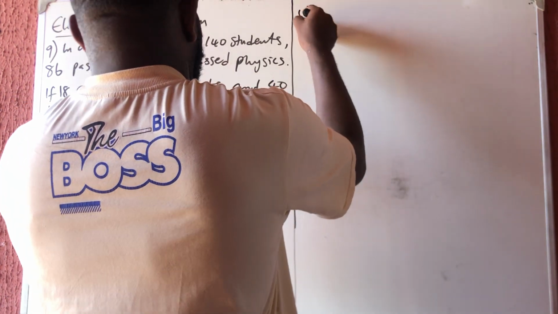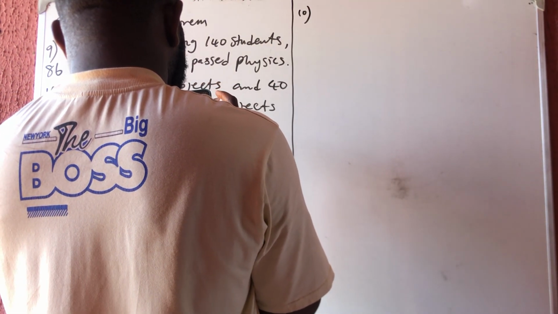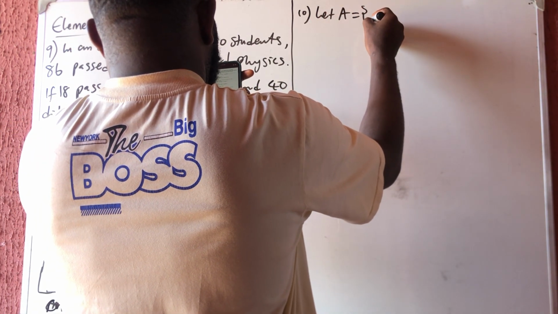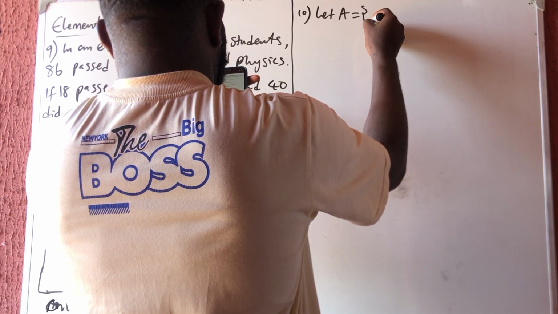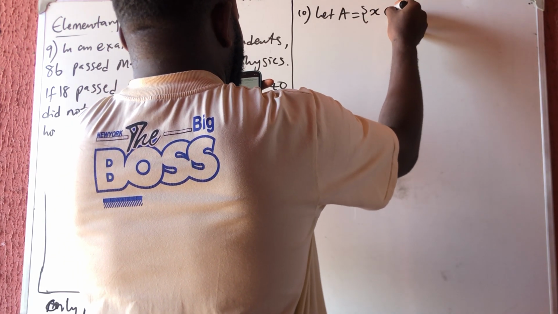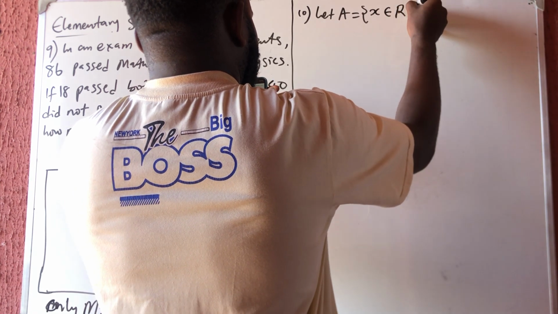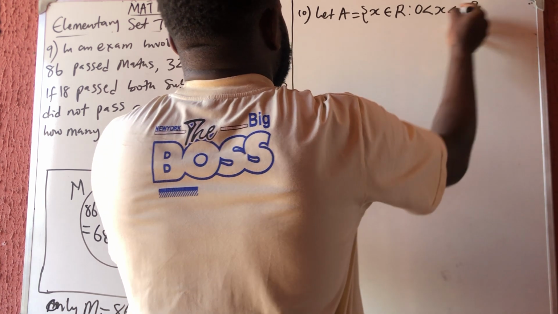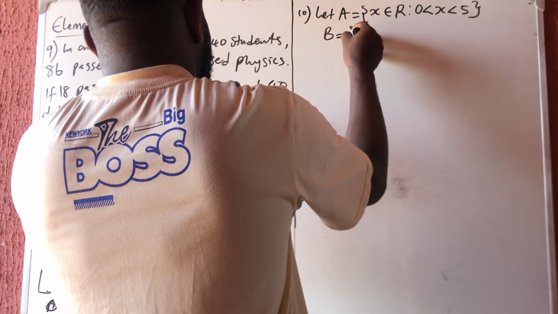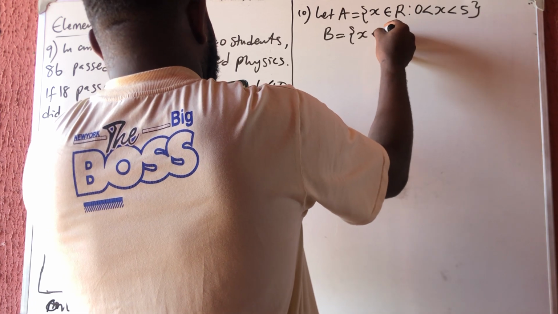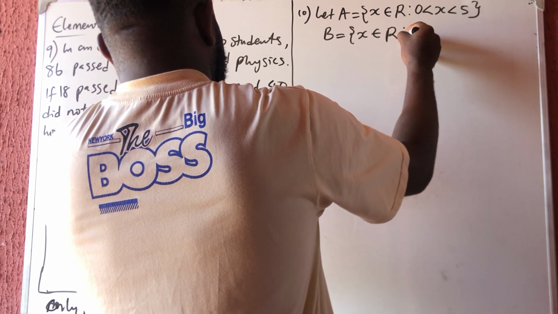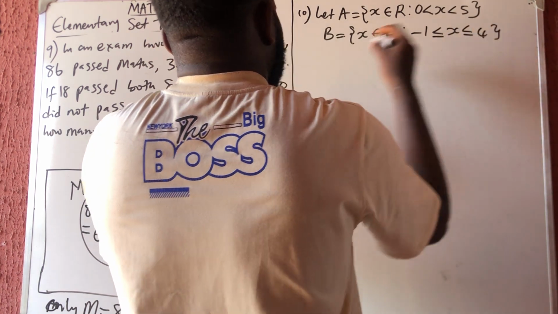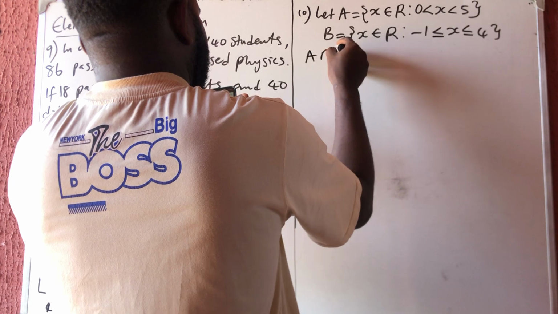question number 10. Question number 10 said, let A be equal to the set of x, which is an element of the real numbers, such that 0 is less than x, which is less than 5. And B is equal to the set of x, which is also an element of the real numbers, such that minus 1 is less than or equal to x, which is less than or equal to 4. Then we should find A intersection B.